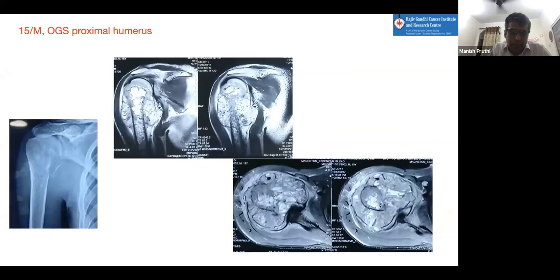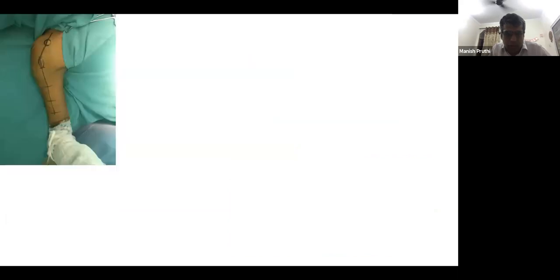So this is an example of a 15-year-old male patient with an osteosarcoma of the proximal humerus. You can see in the X-ray there was a medial cortical break. There's a large soft tissue component around the scapula, around the glenoid, as you can see in the MRI film. Actually, the soft tissue was covering the glenoid from all sides, so there is no way that you can do an intra-articular resection. Plus, because of the biceps tendon, the contamination risk is high. So in these cases, it is best to do an extra-articular resection.